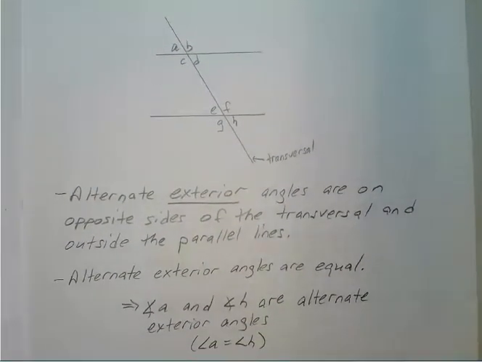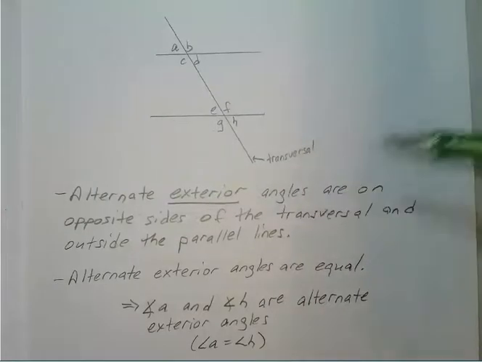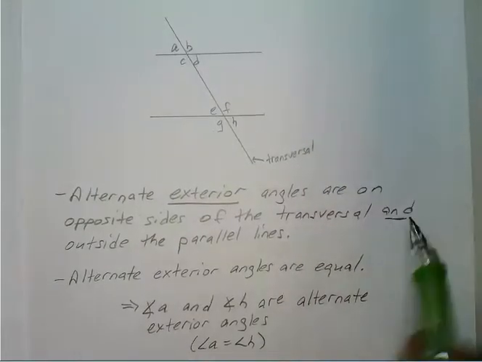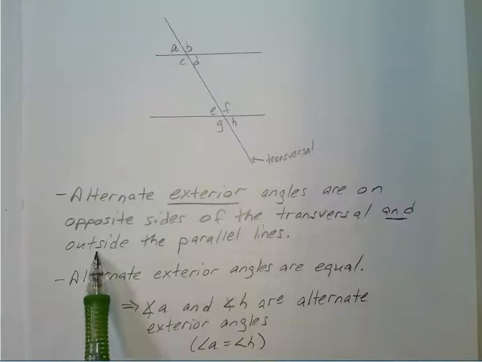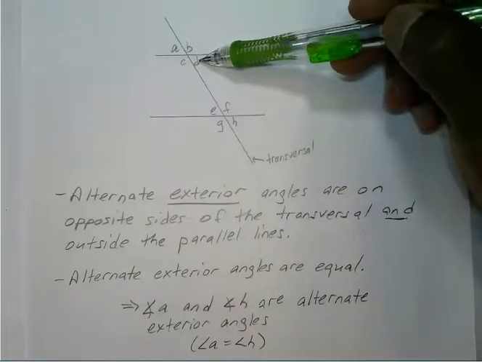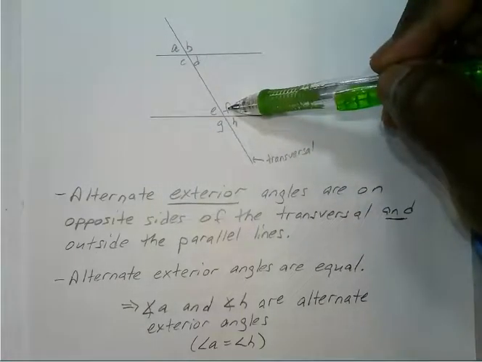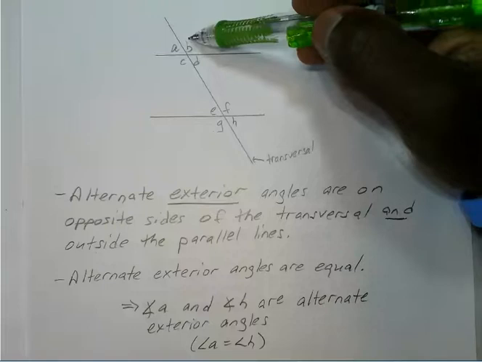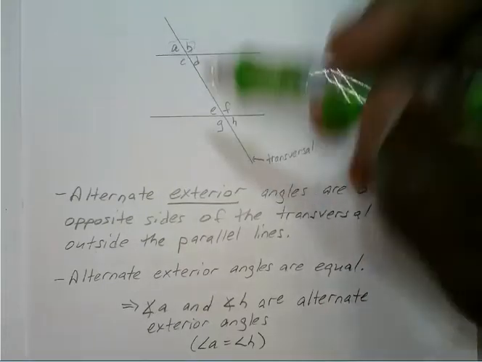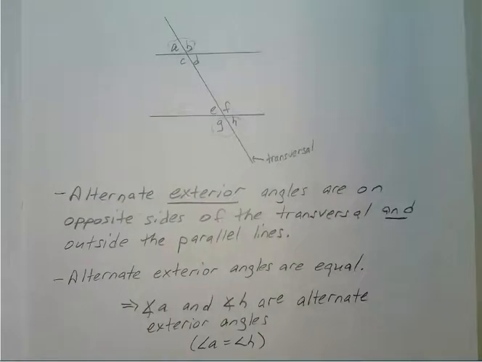Now we have our alternate exterior angles. Your alternate exterior angles are on opposite sides of the transversal, just like the alternate interior, but in this case, they're outside the parallel lines. Remember, in the last one, your interior angles were inside your two parallel lines. These angles are inside the parallel lines. But angle A, angle B, angle G, and angle H are outside of the parallel lines.